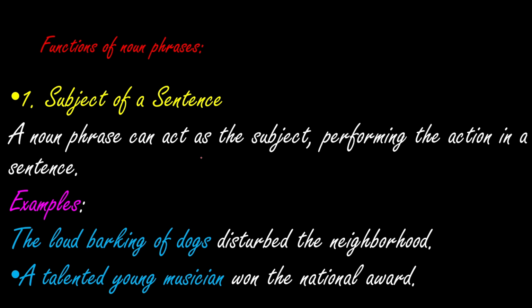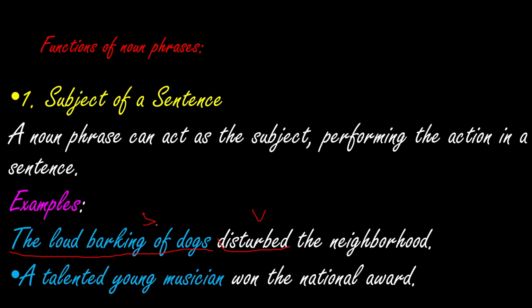A noun phrase can act as the subject, performing the action in a sentence. In simple terms, a noun phrase can be the doer or the performer of the action in a sentence. Let's look at these examples. We have: the loud barking of dogs disrupted the neighborhood. So this is the noun phrase that functions as a subject, and we have disrupted, which is the verb.